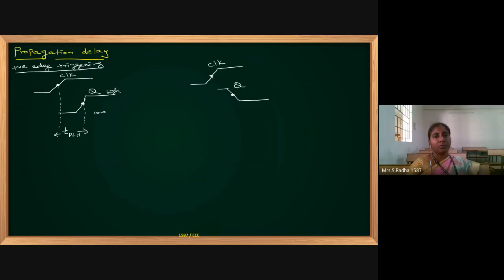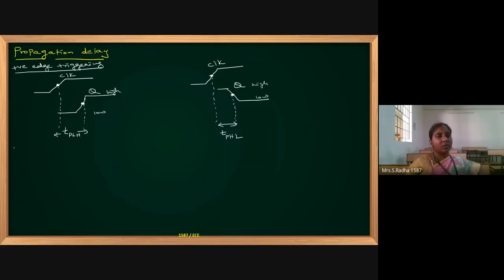This is the Q output. Clock is already given here, so output is ready to be obtained, but it is going with a delay. This is from high voltage to low voltage it is moving, and hence this is the delay, TP, delay from higher voltage to lower voltage. This is about positive edge triggering.